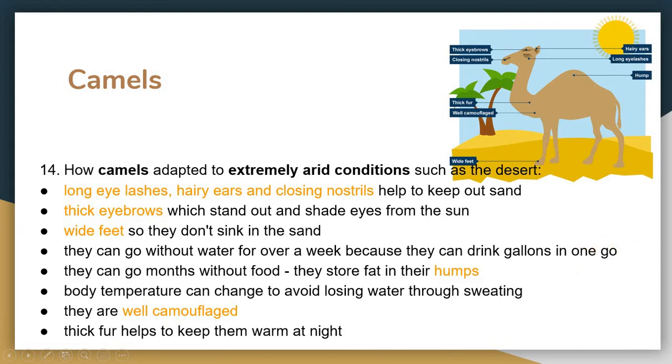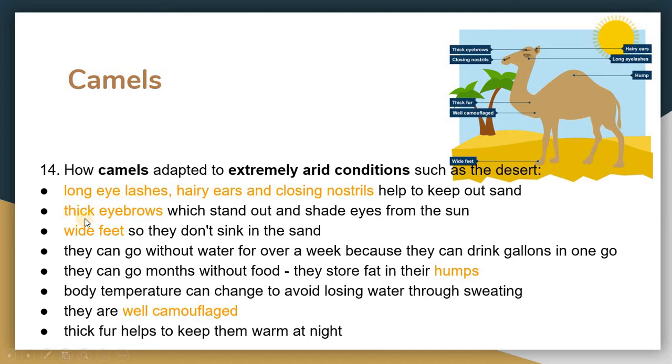A camel lives in the desert, and let's look at how it adapts to extremely arid conditions such as the desert. A camel has long eyelashes, hairy ears, and closing nostrils. These help them to keep out sand. We know what happens when sand gets into our eyes. It makes it very difficult for our eyes to open, and it's quite irritating to the eyes as well. So a camel has these features to help them adapt to such condition.